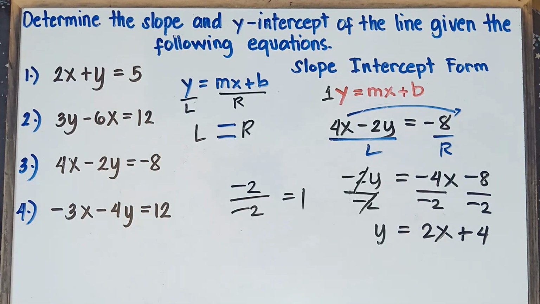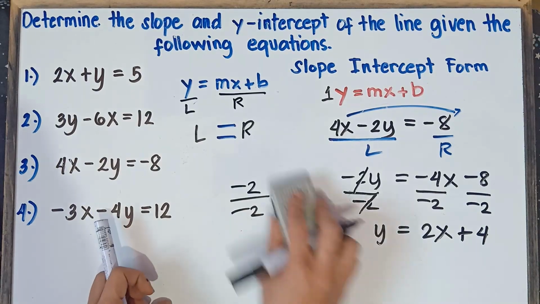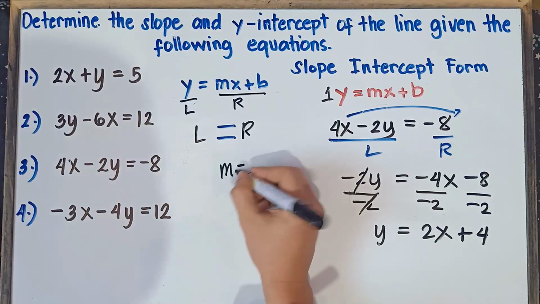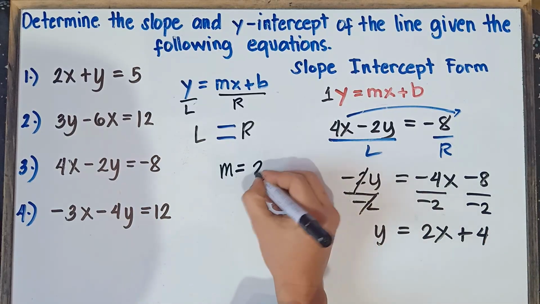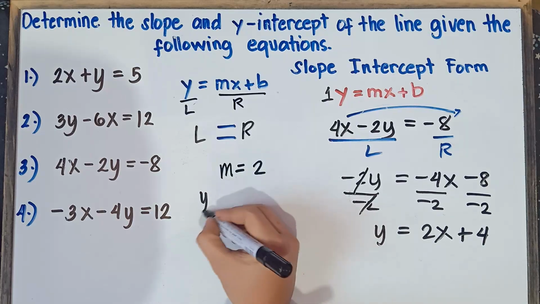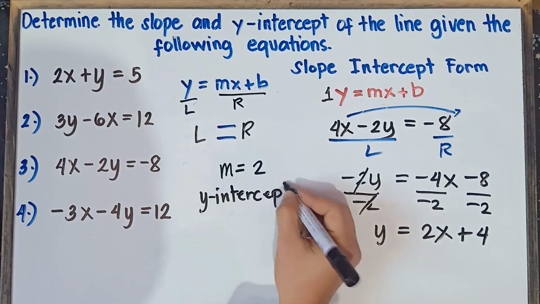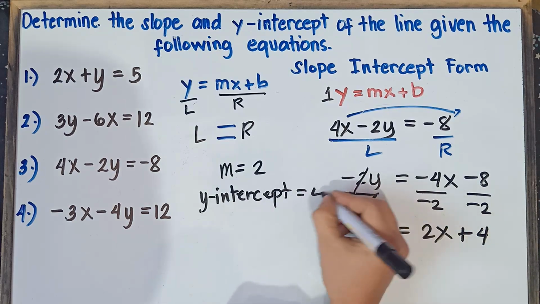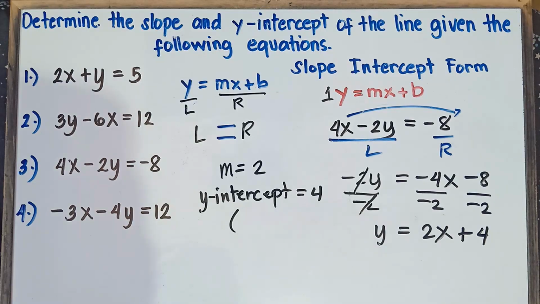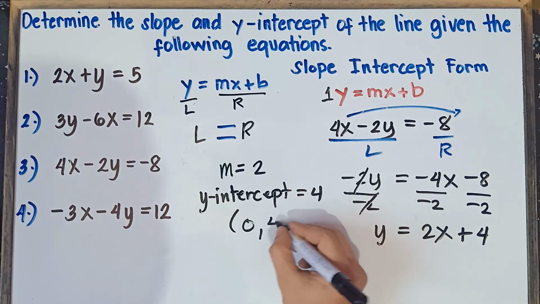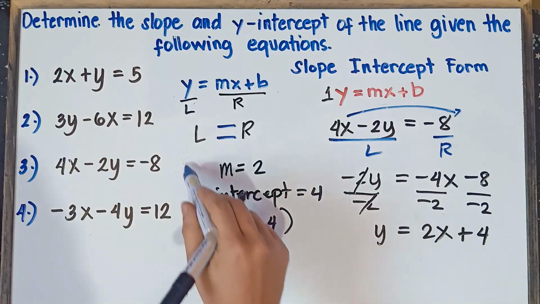That's it, class. That's the answer, class, with regards to example number 3. Very easy, right? So therefore, the slope beside x, that would be positive 2. And then the value of the y-intercept, or the value of b, is equal to positive 4. And then for the ordered pair, let x equal to 0. So x, that would be 0. And then y, that would be positive 4. That's it, class. All set.